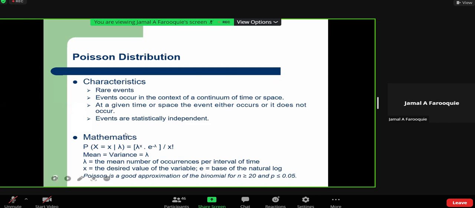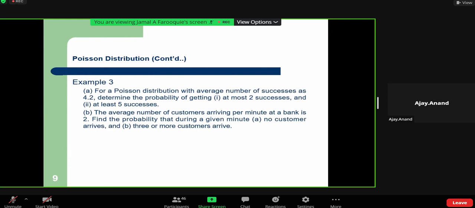what is lambda? The mean of occurrences, 4.2. So at most 2 successes means x is less than or equal to 2, vertical slash, lambda is 4.2. That means we need this probability value from the table. If we are not using the formula, how many values do we need from the table? Three values. Less than or equal to 2 means 0, 1 and 2.